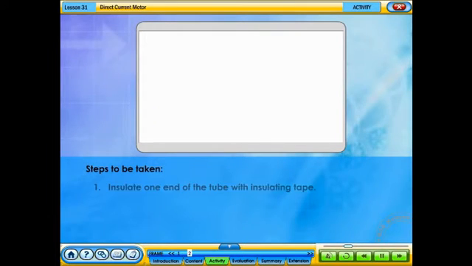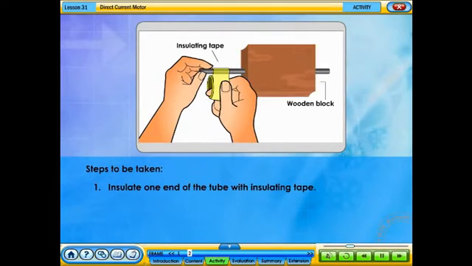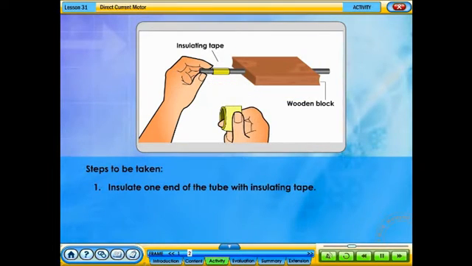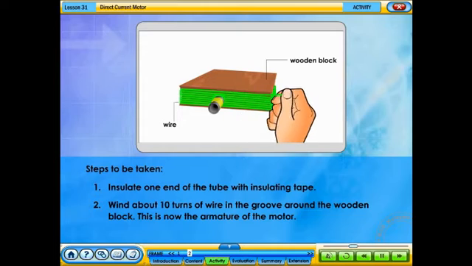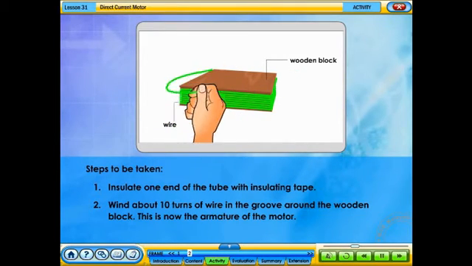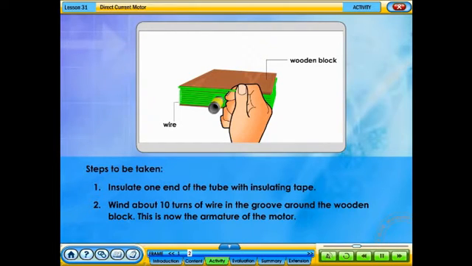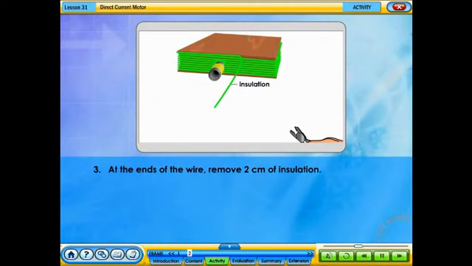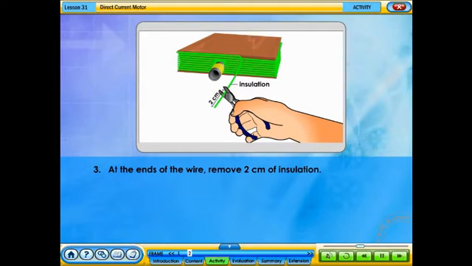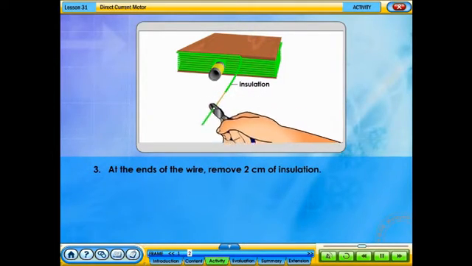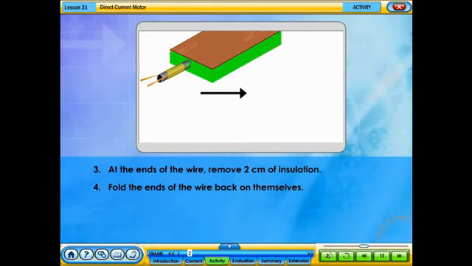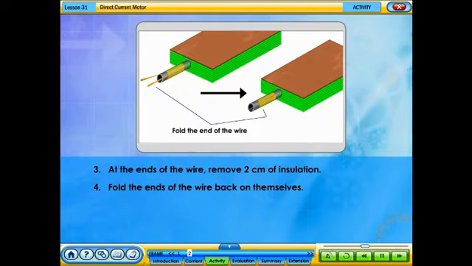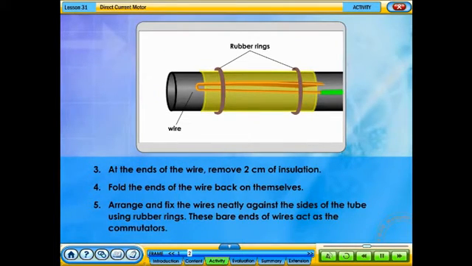Steps to be taken. 1. Insulate one end of the tube with insulating tape. 2. Wind about 10 turns of wire in the groove around the wooden block. This is now the armature of the motor. 3. At the ends of the wire, remove 2 centimeters of insulation. 4. Fold the ends of the wire back on themselves. 5. Arrange and fix the wires neatly against the sides of the tube using rubber bands. These bare ends of wires act as the commutators.